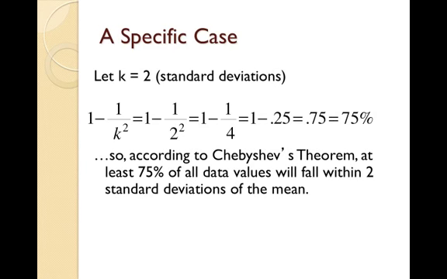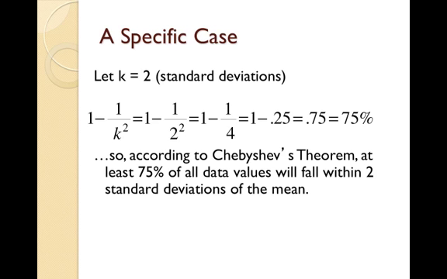Let's say we're interested in 2 standard deviations away from the mean. Then we would do 1 minus 1 over k squared, where k is 2. So we'd have 1 minus 1 over 2 squared, so 1 minus 1/4. Well, 1/4 is 0.25. 1 minus 0.25 is 0.75. And so in terms of percent, 75%. So according to Chebyshev's theorem, at least 75% of all data values will fall within 2 standard deviations of the mean. And that's for any kind of data set.